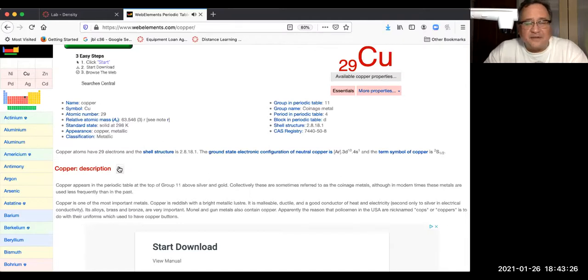So you get a little bit of background about copper. You find that little interesting thing. Oh, that's why we call them cops, because they had copper buttons. That's kind of interesting.